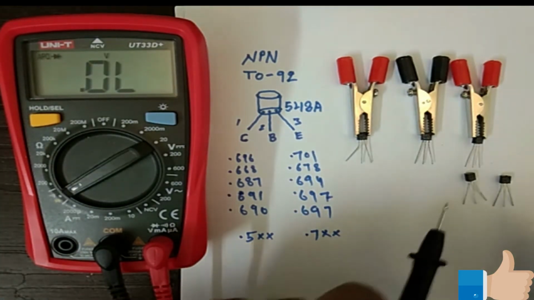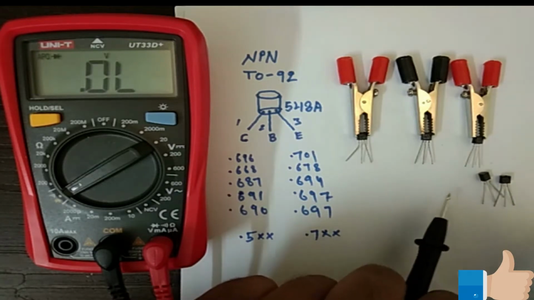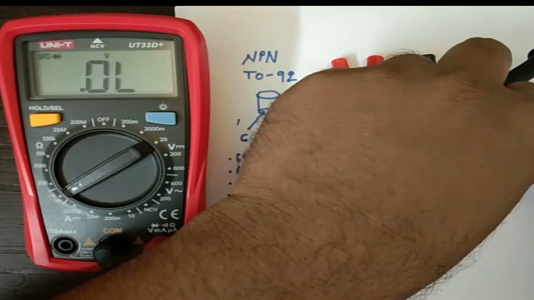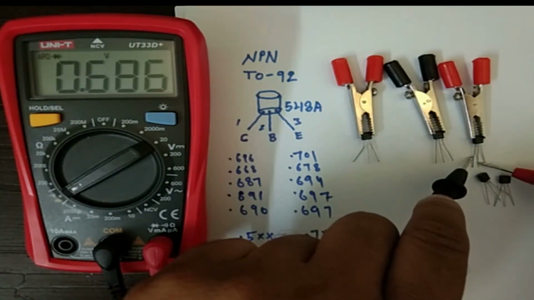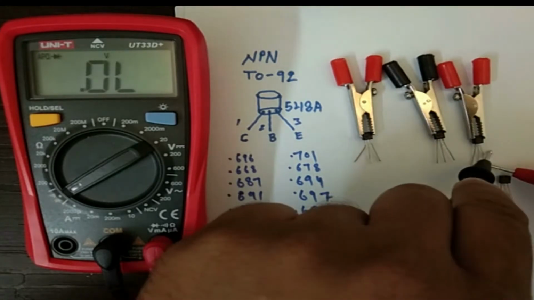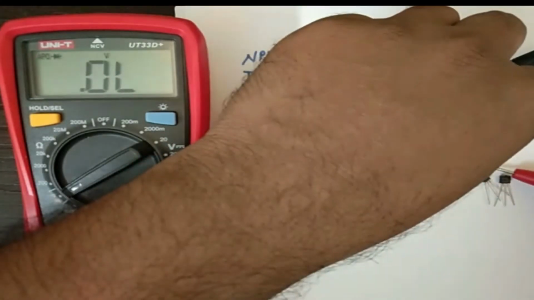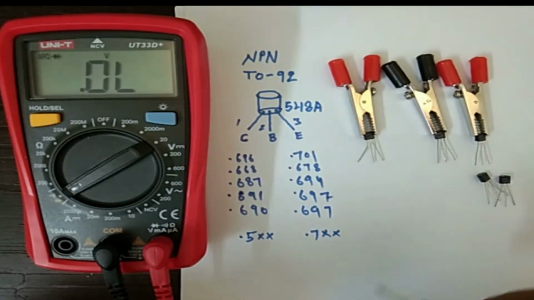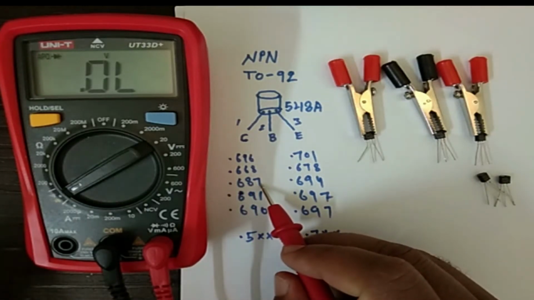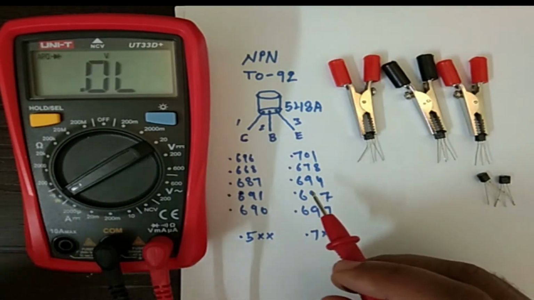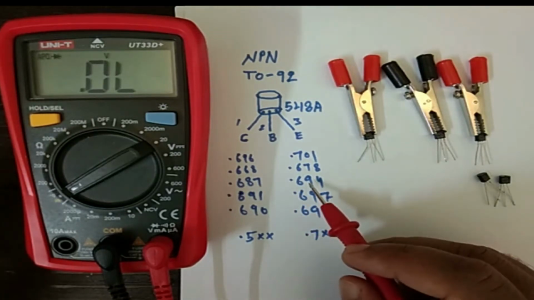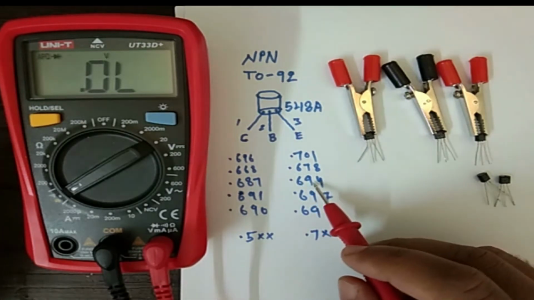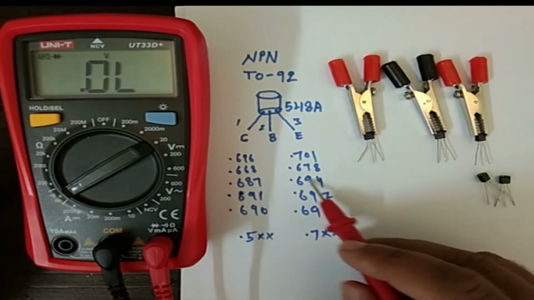Okay, now we check the third transistor. Here 0.686 and here 0.693. So you can see here 0.687, no problem. In our measurement there is some error, its value varies, and here 0.694. So you can see collector less, emitter more.